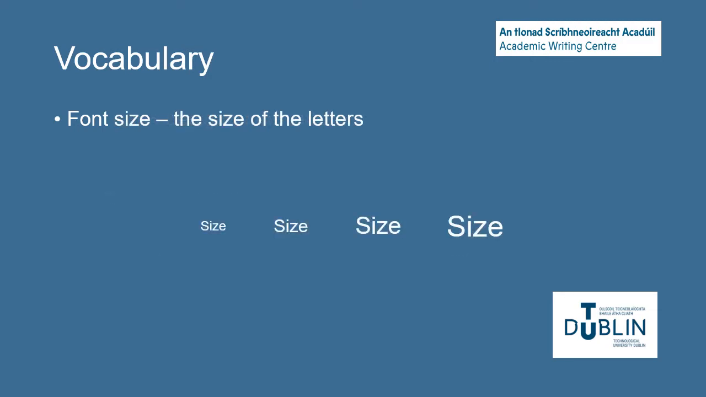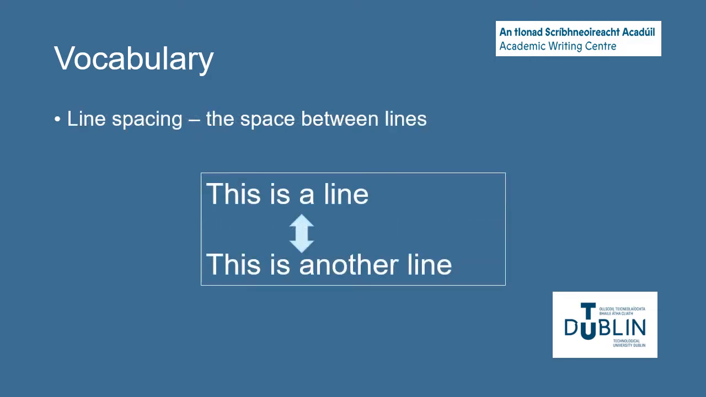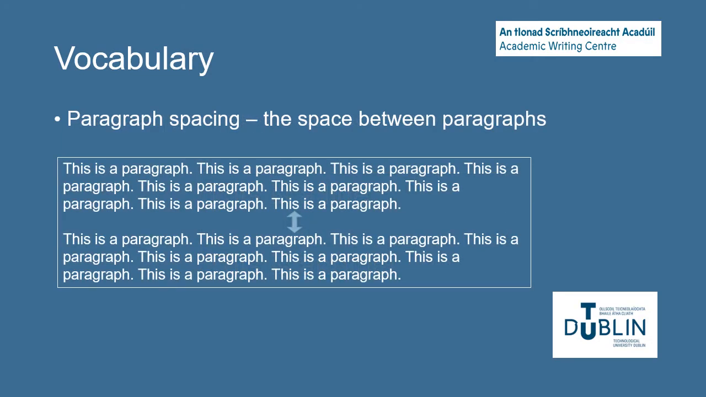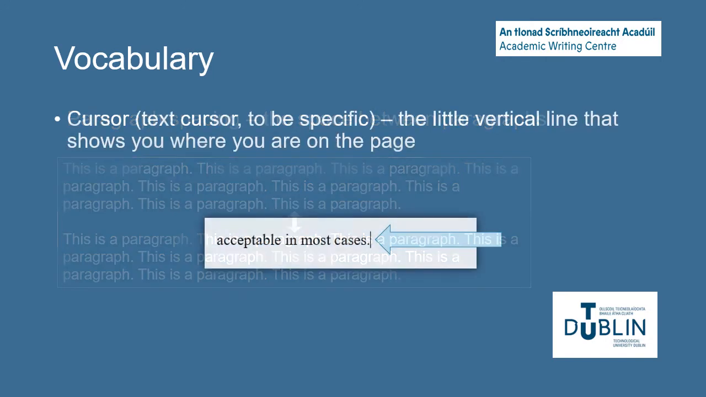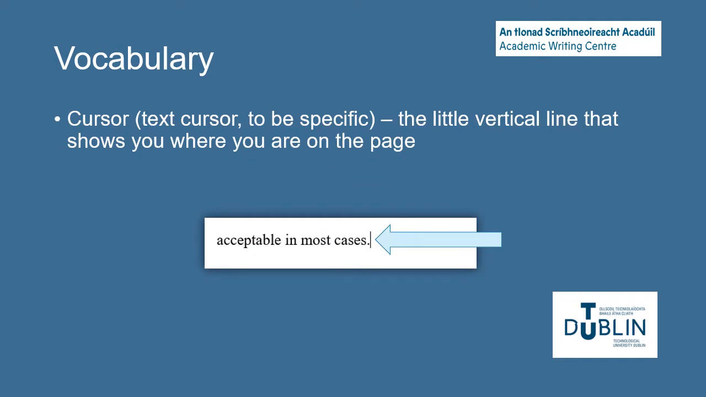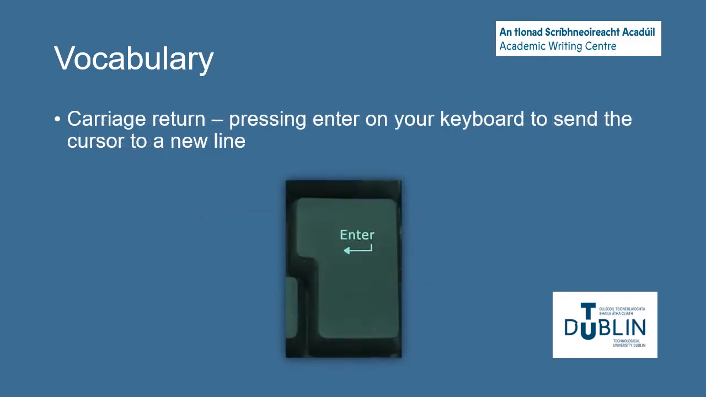Font size refers to the size of the letters. Line spacing speaks for itself. It means the space between lines. Likewise, paragraph spacing is the space between paragraphs. The cursor, or the text cursor to be specific, is the little vertical line that shows you where you are on the page. A carriage return means pressing enter on your keyboard to send the cursor to a new line.